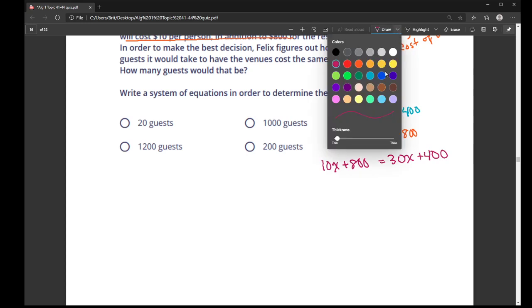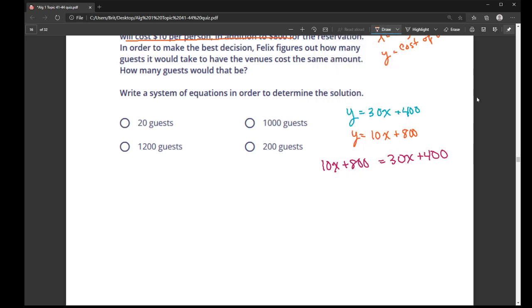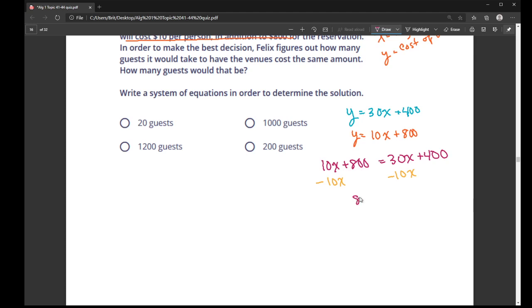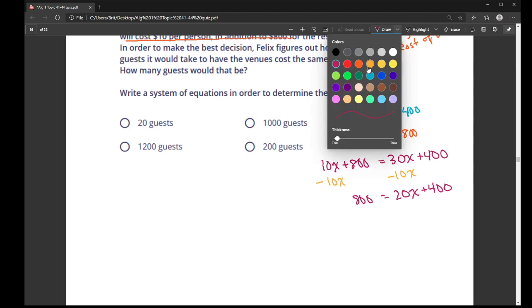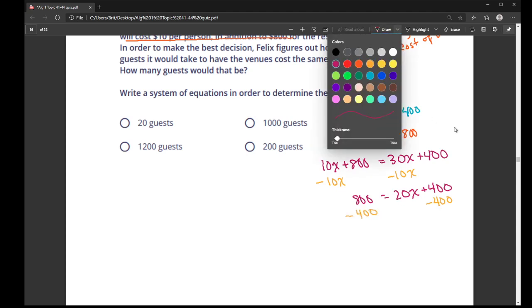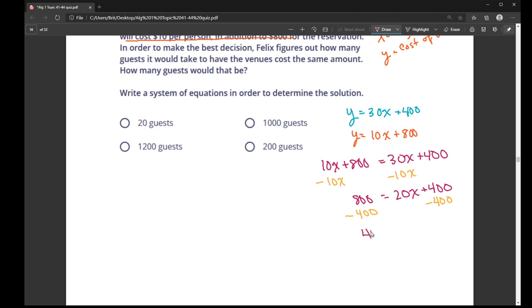Alright, and then now my goal is to get all of the x's by themselves on one side of the equation. So I'm going to subtract 10x from each side. So I get that 800 is equal to 20x plus 400. I'm going to move all the constants to the other side of the equal sign by subtracting the 400 over. So I get that 400 is equal to 20x.